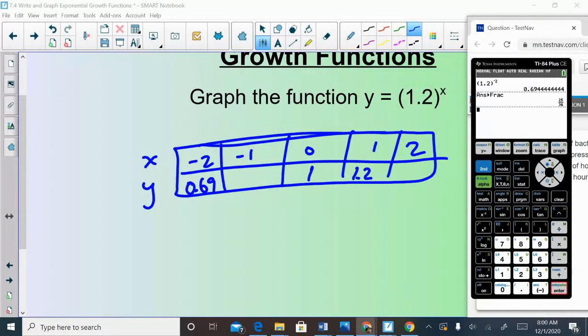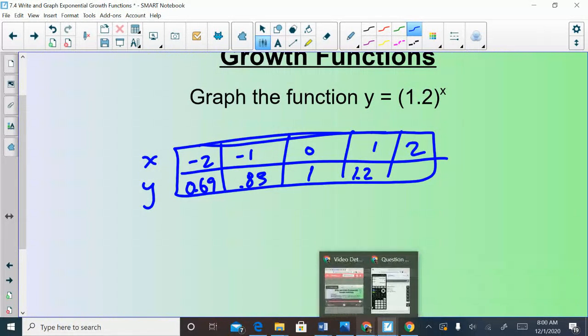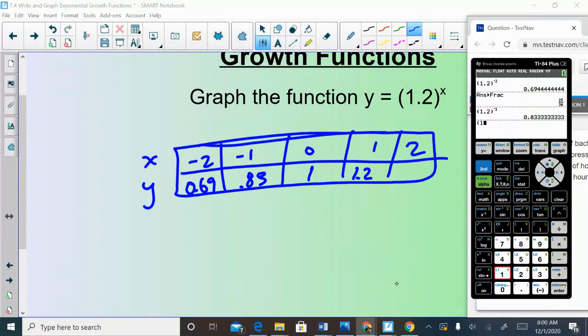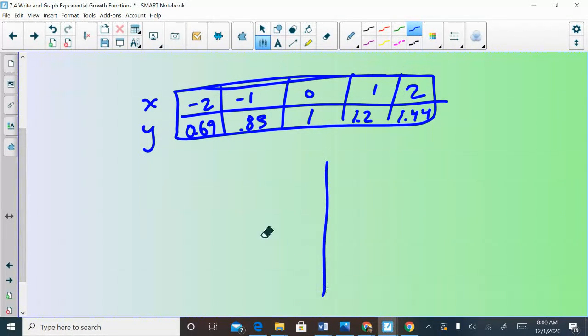Now let's do the same thing but plugging in -1. 1.2 to the power of -1 equals 0.83. And then let's do one more. Let's plug in 2. We could do 1.2 to the 2nd power, and that would be 1.44. Then you're going to make your t-table, and you're going to plot these points. 0, 1 would be right here. 1, 1.2 would be there. 2, 1.44. -1, 0.83. And -2, 0.69.